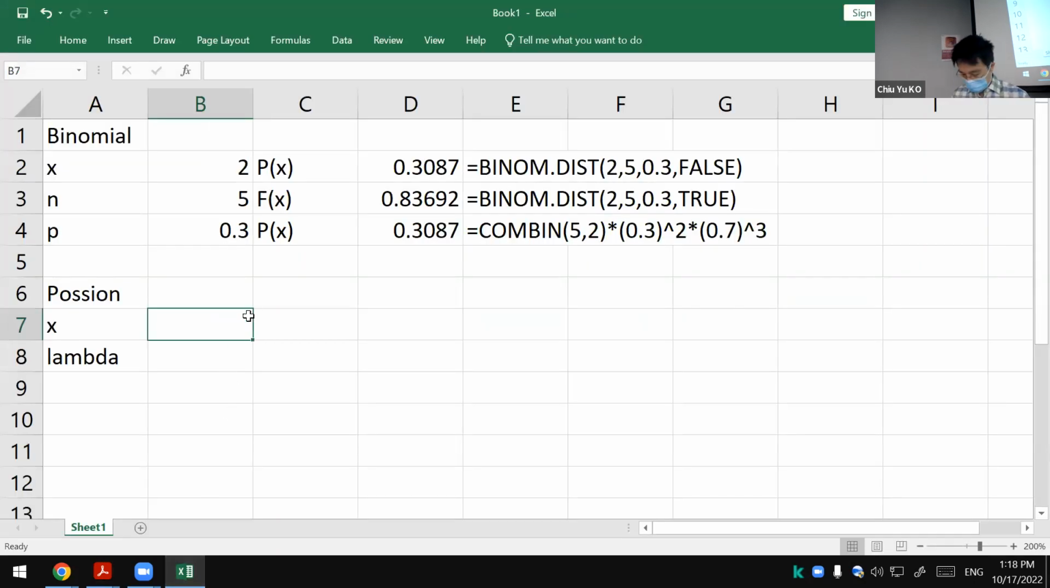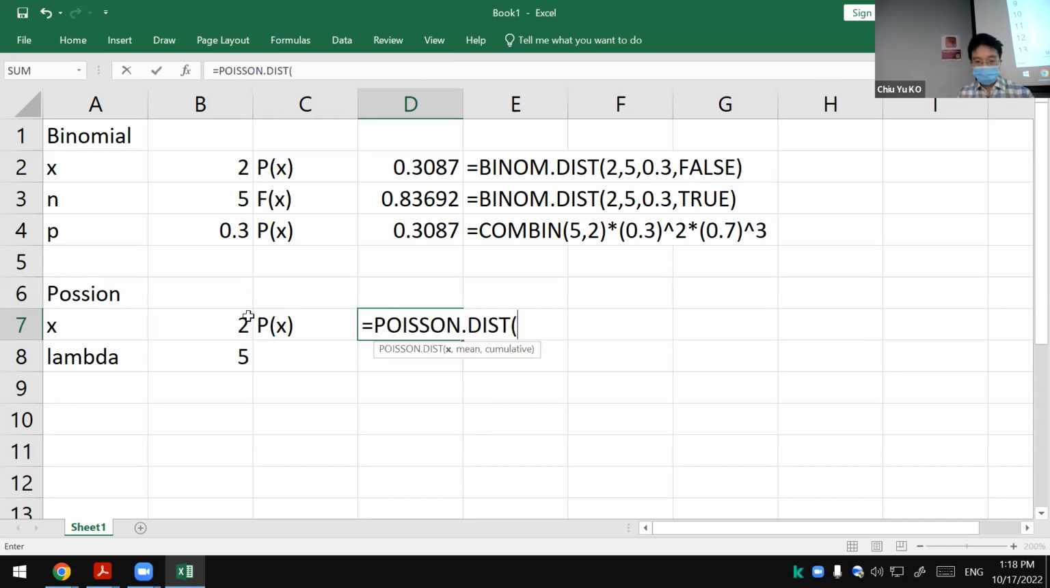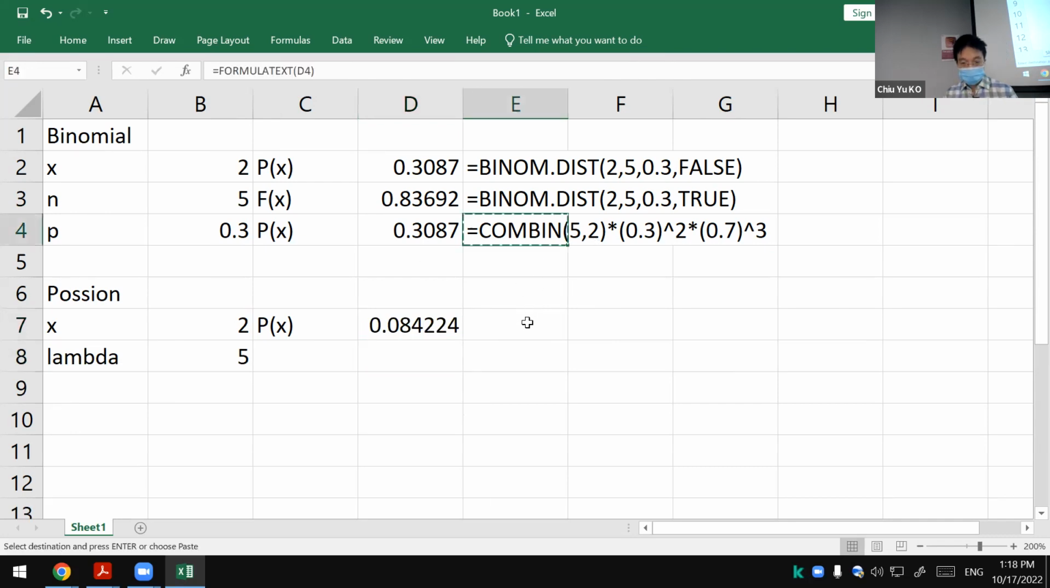So the mean is 5, right? We're asking 2. So that is the question. What we are doing is the probability of this happening. So the idea again is just the Poisson distribution, and the X is 2, the mean is 5. Again, because we're talking about the P, that is the false. So we can try to do this.